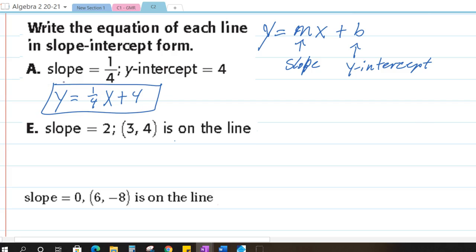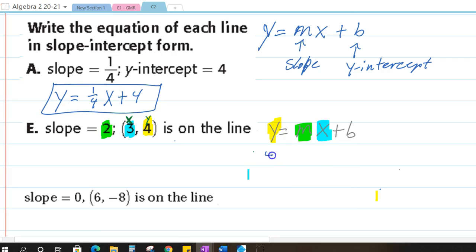Is it always going to be that easy? No. Here they gave me the slope, but they didn't give me the y-intercept. So I have to find it. Remember, this is an equation. This is my x, this is my y. Simply use the equation. I have y equals mx plus b. Where it says y, I'm going to put my y. Where it says x, I'm going to put my x. Where it says m, I'm going to put my slope. All I have to do is solve for b.